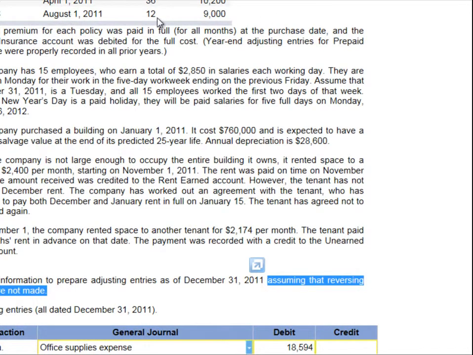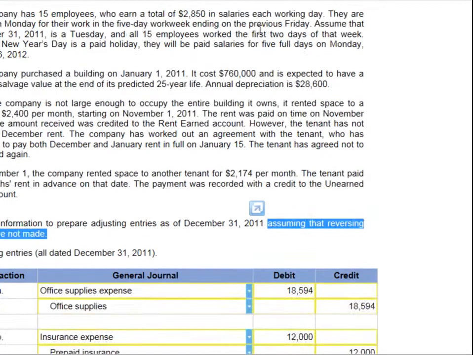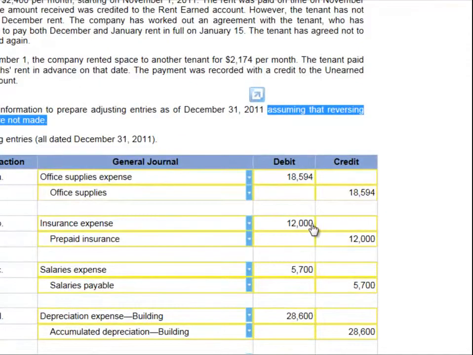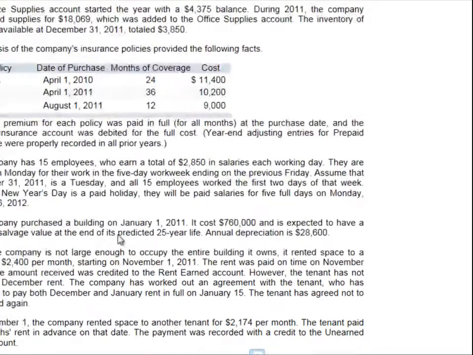For August, it's a year. It's going to last us all the way through the rest of 2011 and into 2012. So we have August, September, October, November, and December. We have 5 months of coverage times the rate we calculated a bit ago. You can set up a third column there or another column there, and once you multiply those and add them up, that's where you're going to get $12,000 of insurance expense used up. So we debit insurance expense and credit prepaid insurance for that amount.